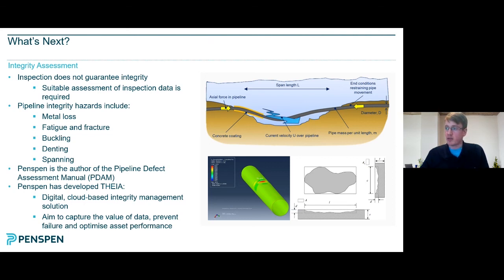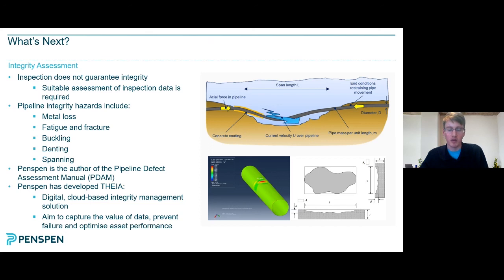As I've mentioned a couple of times now, data management is a key element of integrity management, and THEA will hopefully help operators in managing their data and aligning their data so that they can maximize the value of the different data sets that they retain through operation and inspection.